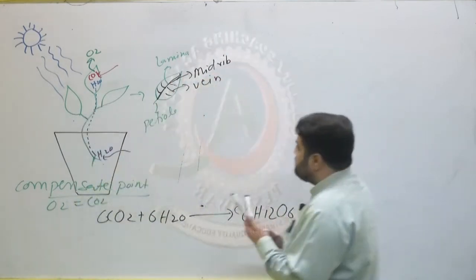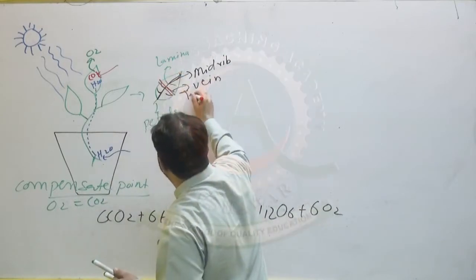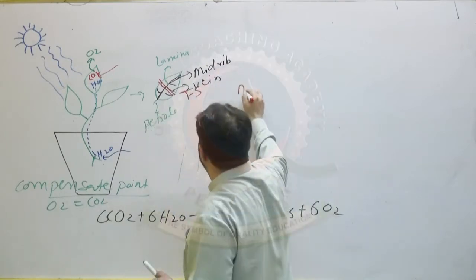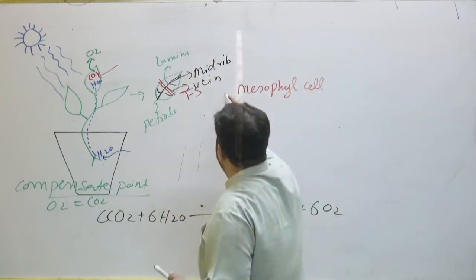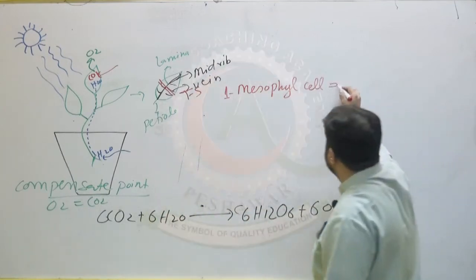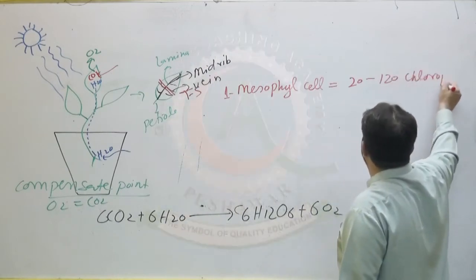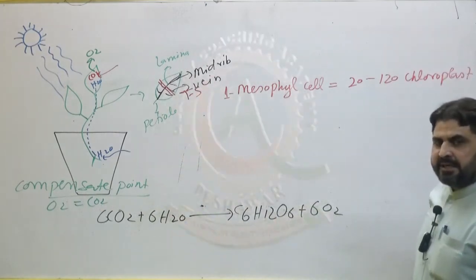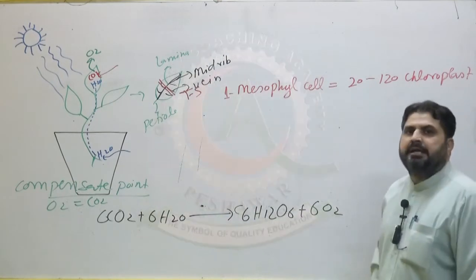When we take a transverse section of the leaf, we will observe different mesophyll cells under the microscope. One thing more: a single mesophyll cell contains 20 to 120 chloroplasts, and one chloroplast contains 10 to 100 grana, and one granum contains about 50 piled thylakoids.